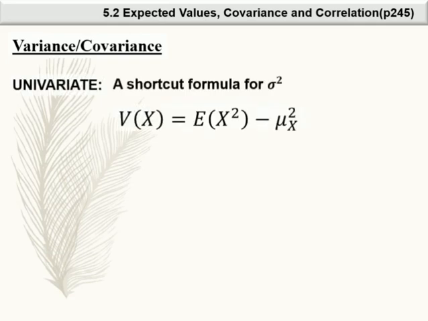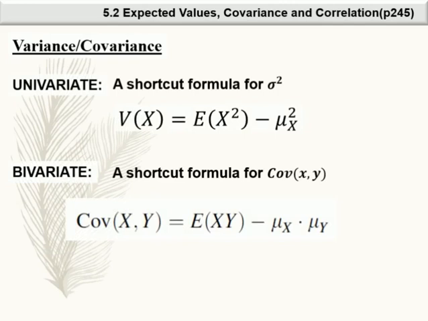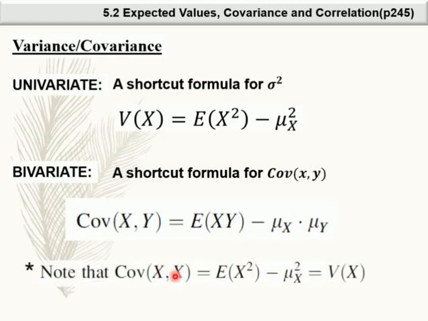In the univariate case, the shortcut formula for sigma squared was just this formula, which you're familiar with. Now in the bivariate case, the shortcut formula for the covariance looks like this. You have the expected value of xy minus the mean of x times the mean of y. Just a note, you will find that if you find the covariance of x and x, you end up with the expected value of x squared minus the mean of x squared, which is exactly the same formula as this one. So the covariance of a variable with itself is just the same as the variance. So let us do an example. This is what you can expect to be asked to do.